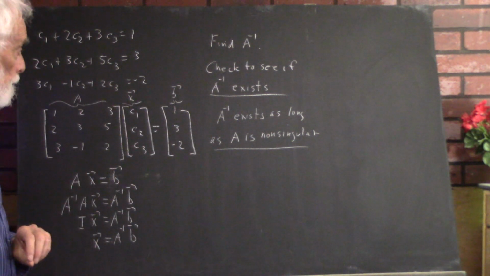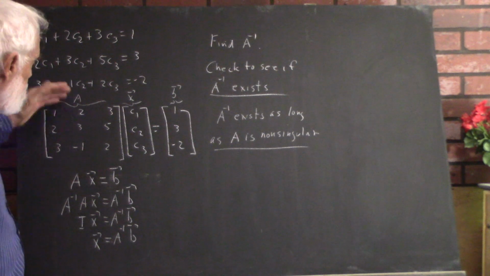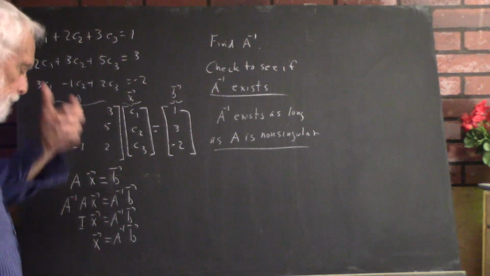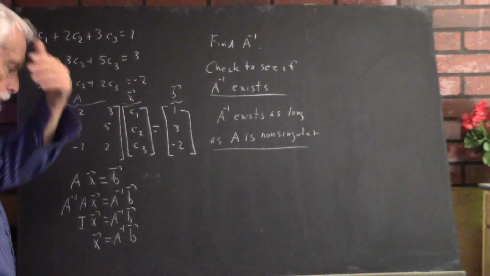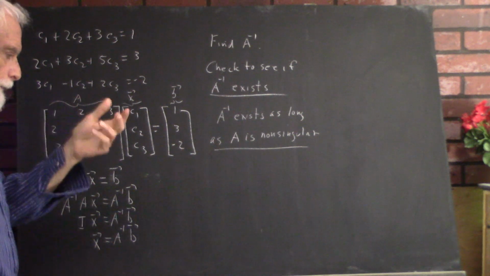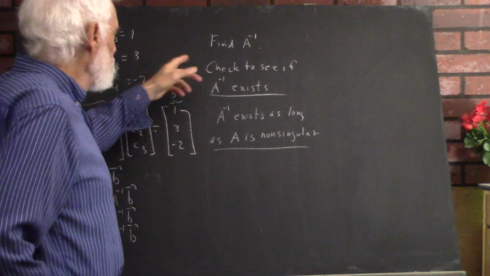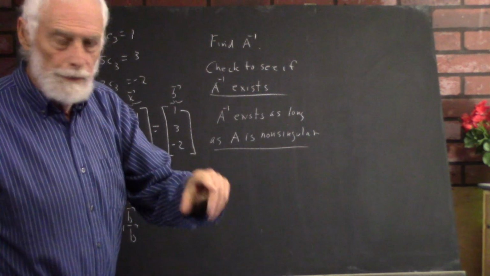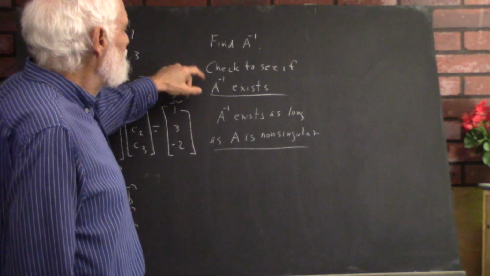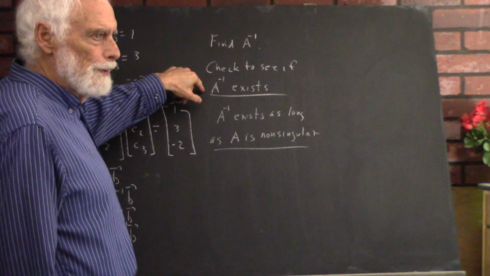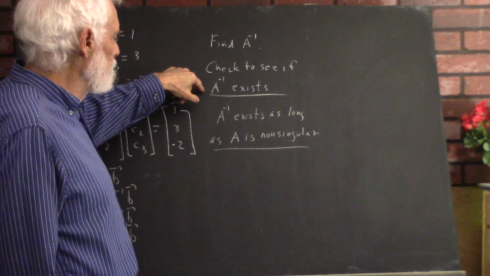Well, we know those things. So we can do any of those methods to get an inverse, and maybe we can even come up with another way to do it. If the inverse exists, though, we can find it. But first, before we go to all that trouble, let's check and make sure the inverse exists.